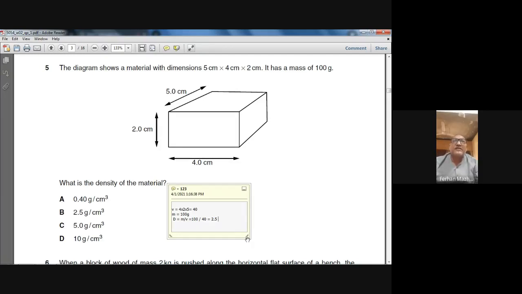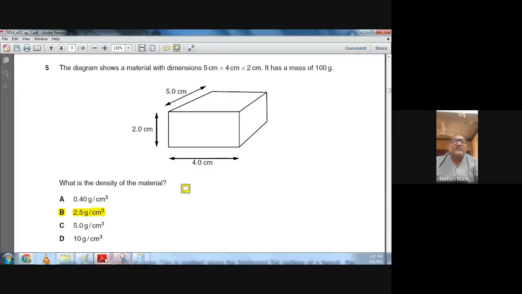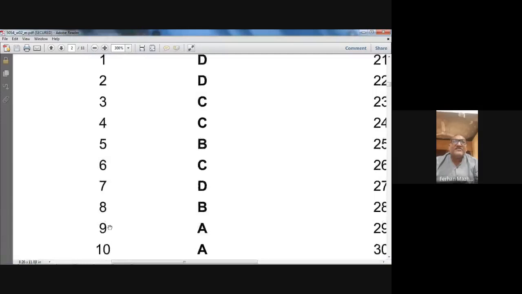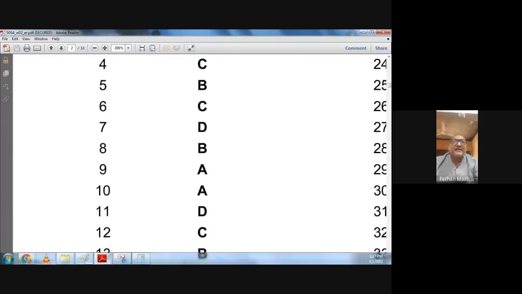So most probably the choice is what? B is the choice. Let's check from the marking scheme as well. Question number 5, B is the right answer.